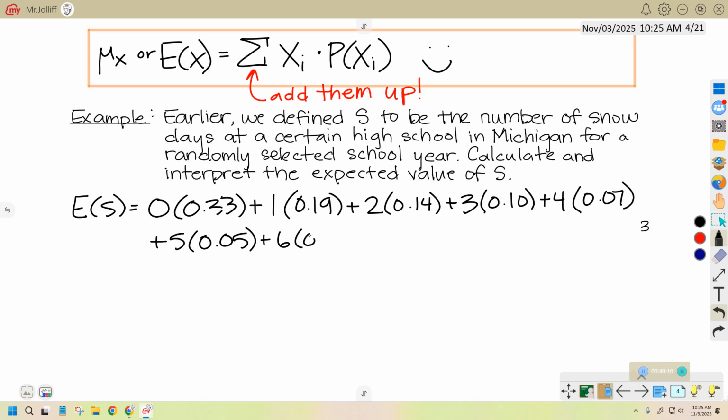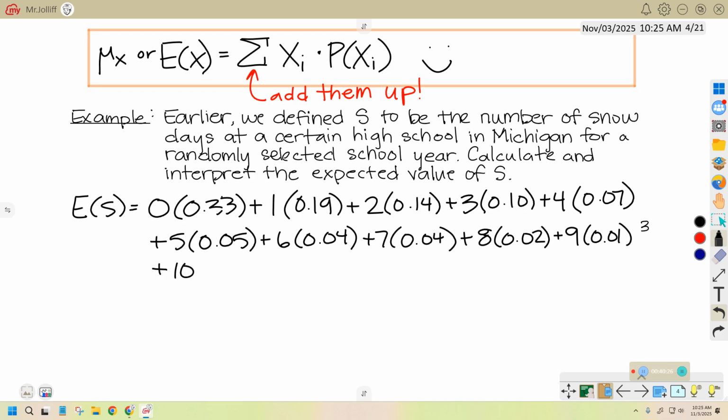6 snow days was 0.04. 7 snow days was 0.04. 8 snow days was 0.02. 9 snow days was 0.01. 10 snow days was 0.01. Yes, a lot of writing.